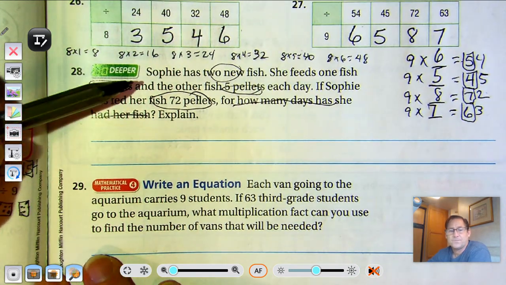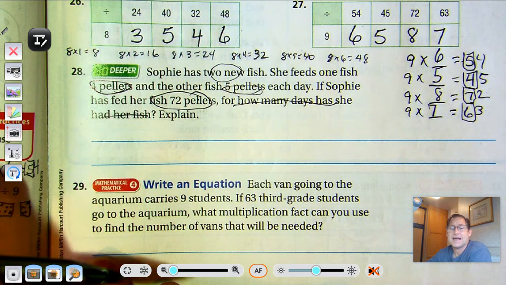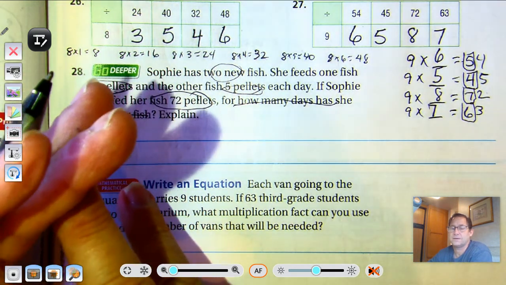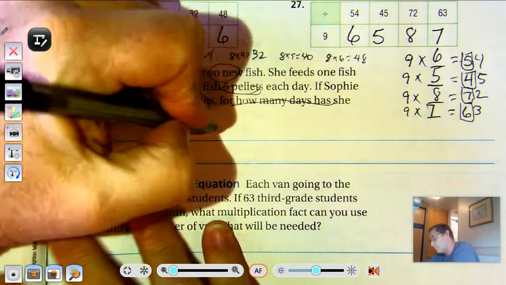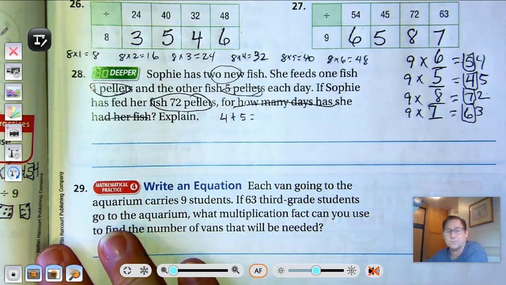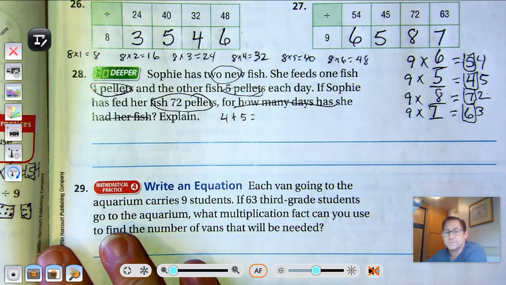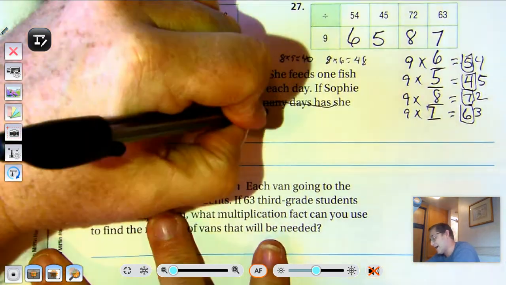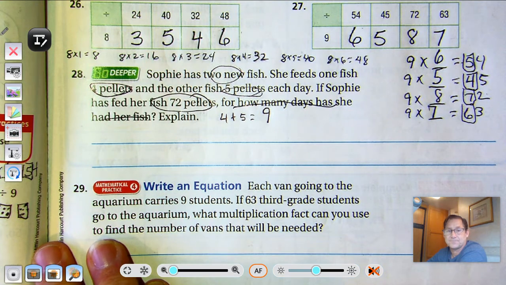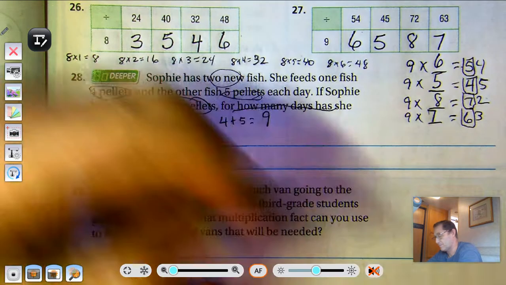Well, what total amount of pellets is she feeding her fish every day? So 4 plus 5. Why would I add 4 plus 5? Well, the one fish gets 4 and the other fish gets 5. So 4 plus 5 would give me 9. All right, so the fish are getting 9 pellets each day. And they have 72 pellets.